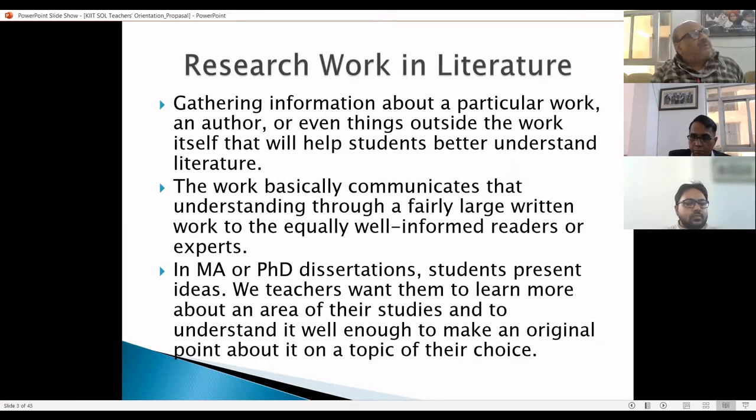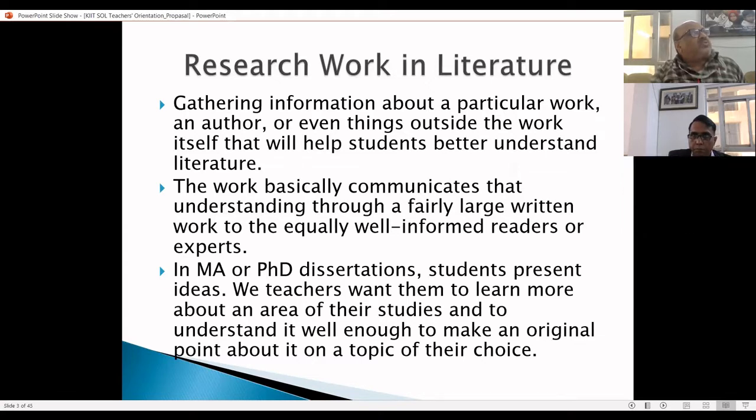So in this part, the first slide is research work. I begin by talking about research work in literature. What is basically research work? A research work, a dissertation in literature, what basically does that mean? Well, basically that means gathering information about a particular work or a particular author, or even things outside the work.